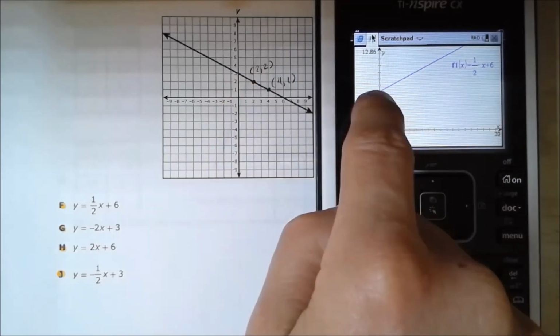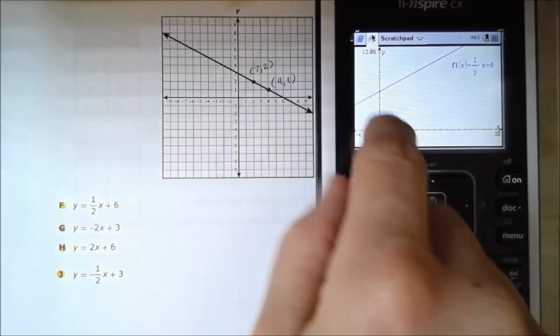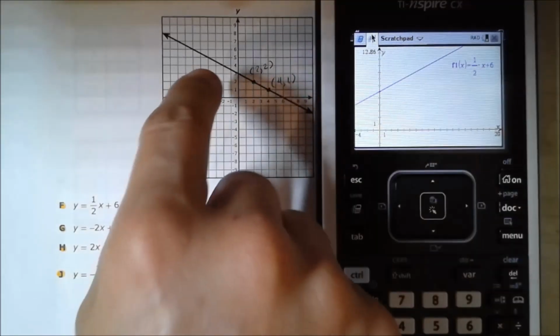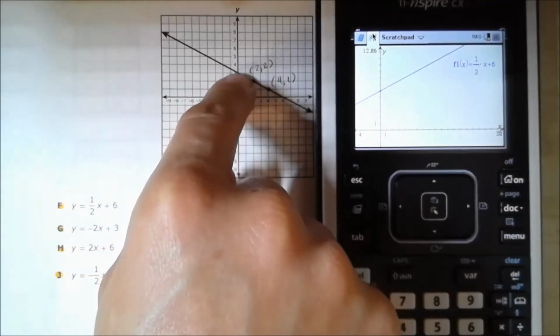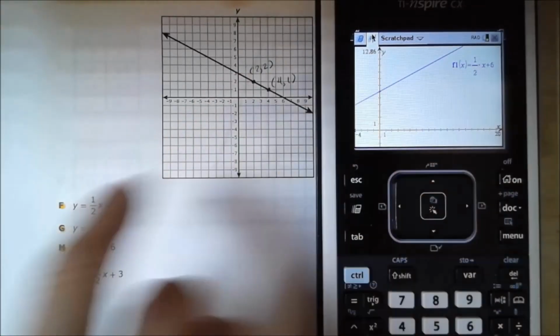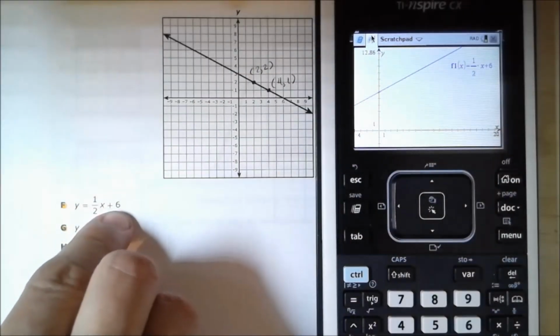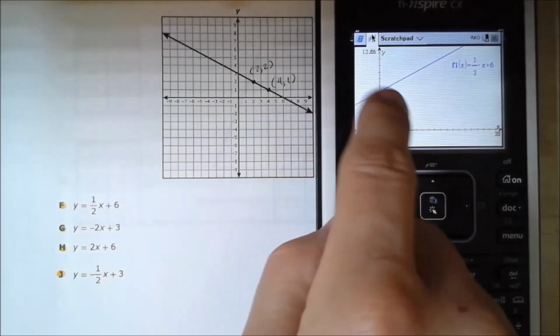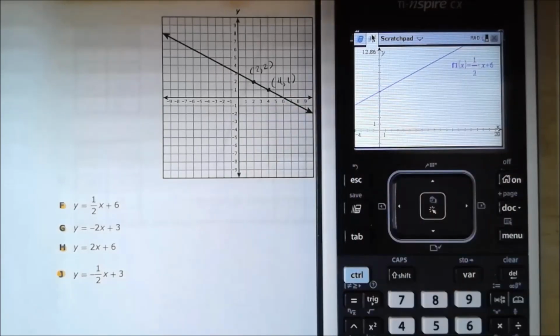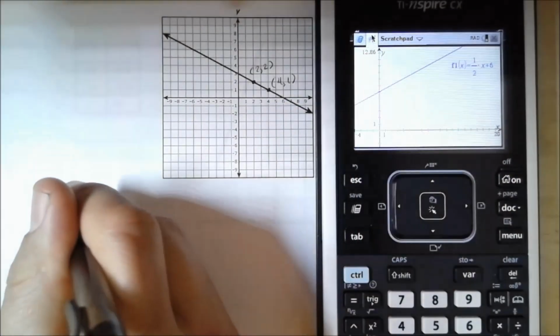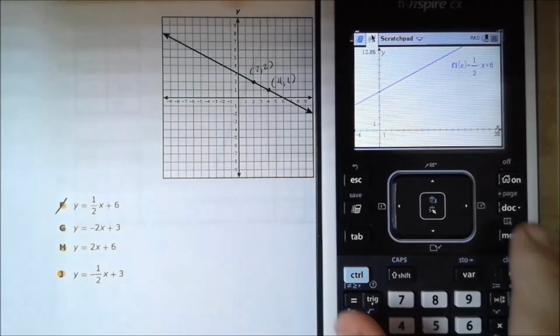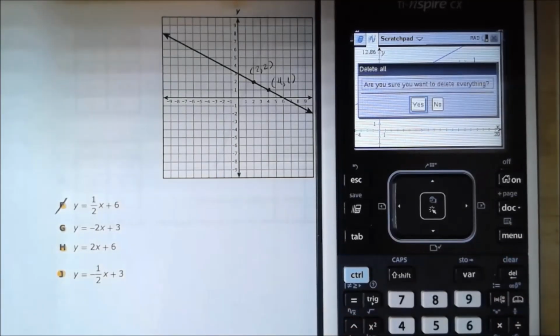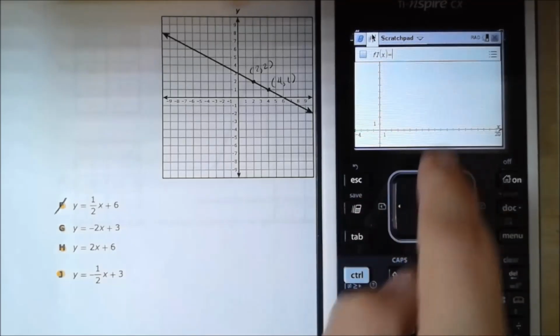Does this graph look anything like this one? Even if you ignored the fact that the y-intercept isn't correct, because we said the y-intercept's at 3, this y-intercept's at 6. That's what that last value stands for. But even if we ignored that and just looked at the pictures, it's obviously way different. So we know our answer can't be F. So I'm going to hit delete, delete, delete, enter. I'm going to hit tab, and I'm going to put my next one.